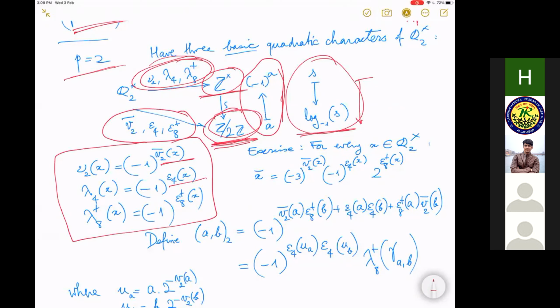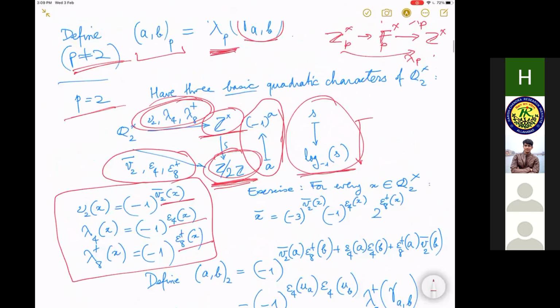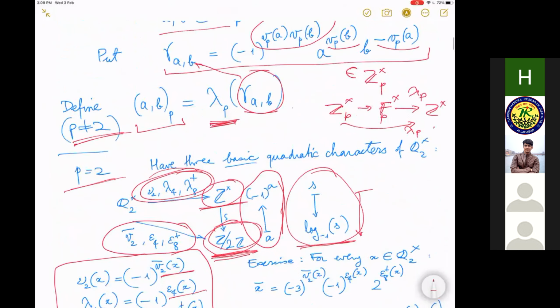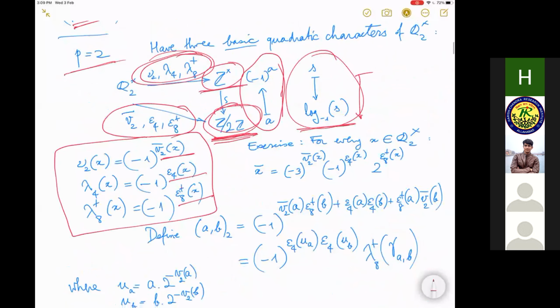Lambda 8 plus of x is minus 1 to the epsilon 8 plus of x. So that's it. I mean, this is not complicated. You just have to remember the notation, and the notation has been chosen to be as canonical as possible. This 4, for example, reminds you that there was this 4 here, and the 8 reminds you of the 8 here, etc. So the notation has been chosen as well as I could.